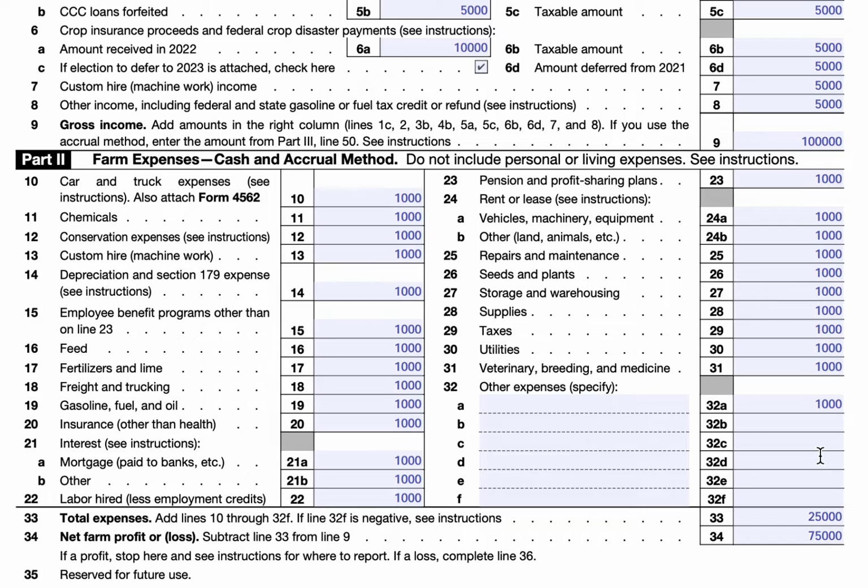So now we'll cover farm expenses, and I'm going to spend a little bit more time talking about what the instructions say and not so much time really focusing on the numbers.